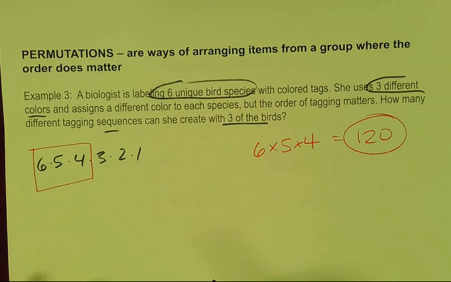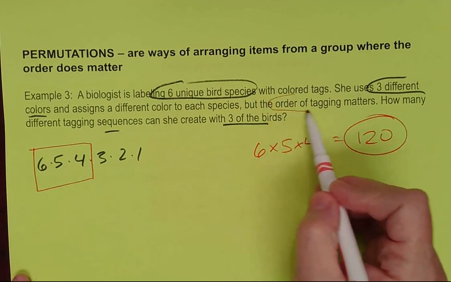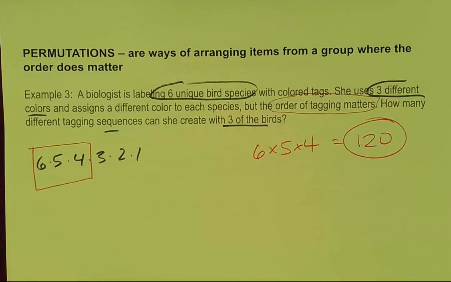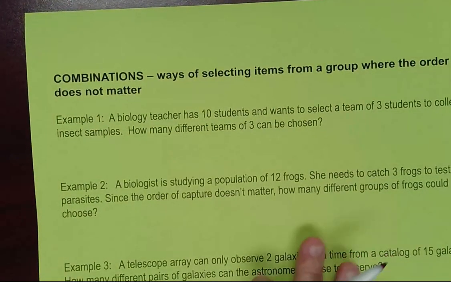Sometimes they may tell you that in the question, but the order matters. So sometimes they tell you, but other times you'll just have to figure out, am I talking about something where order matters or order doesn't matter? So let's look at some things where the order doesn't matter and see what happens. So these are called combinations.